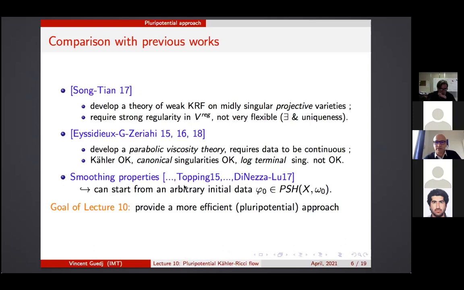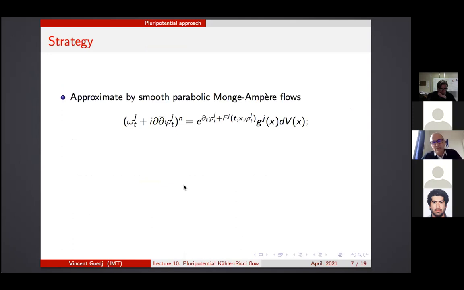Okay, so now I would like to focus on what we consider to be a much more efficient pluripotential approach. So what's the strategy? Well, one possible strategy, not the only one, and by the end of the lecture I will perhaps explain a slightly different one, is to proceed by approximation. So omega t is not exactly Kaehler. It is smooth and semi-positive. Let's add some small piece of positivity. This is the omega tj. F is continuous, so let's approximate F uniformly by Fj, which is smooth. G has poles and zeros. Let's approximate G in the L^p sense by smooth and positive densities Gj. Then you have approximating flows.